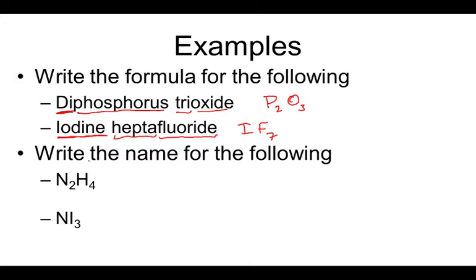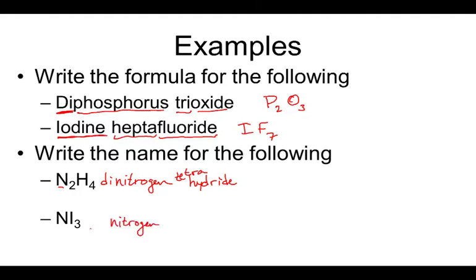Now we have to name these other guys, N2H4. For the first one, you're just going to write it out as normal, so this is just nitrogen. And then there's two of them, so we're going to say dinitrogen. And then hydride, so this is H-Y-D-R-I-D-E. And there's four of them, and I should have given myself a little bit more room. So dinitrogen tetrahydride.